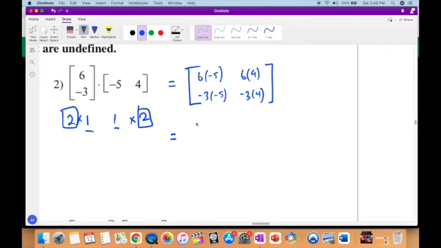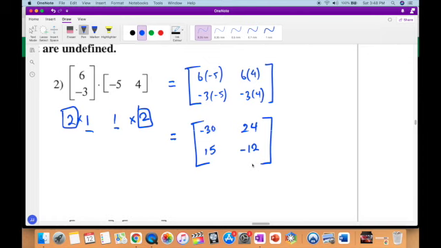Right? So what do I have here? 6 5s are negative 30. 6 4s are 24. 5 3s are positive 15. And 4 3s are negative 12. Yeah or nay? Yeah.